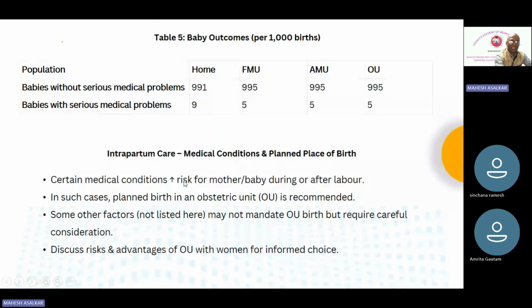Certain medical conditions increase the risk for the mother and baby during or after labor. In such cases, planned birth in an obstetric unit is recommended. This should be decided in the antenatal period itself. Sometimes you come to know of some factor in the intrapartum period, and again you have to take a call on it. Some other factors not listed here may not mandate obstetric unit birth, but require careful consideration. Discuss the risks and advantages of the obstetric unit with women for an informed choice.